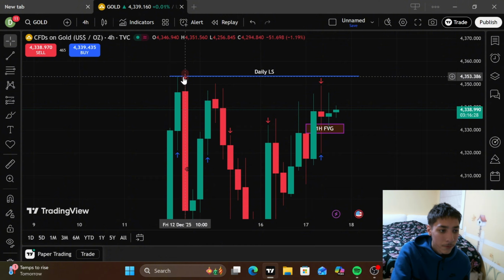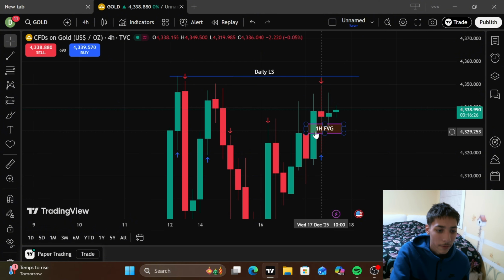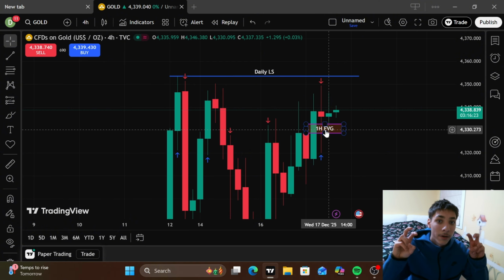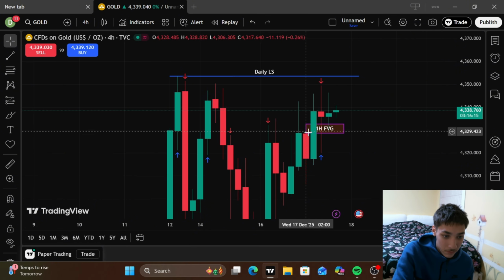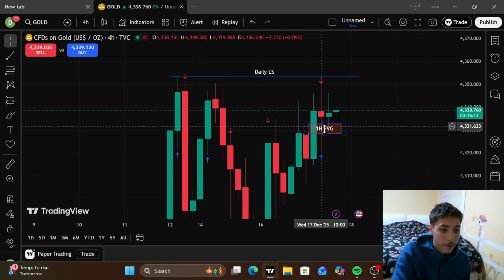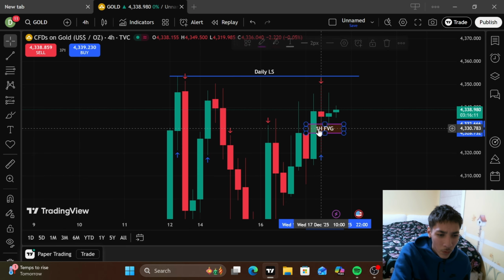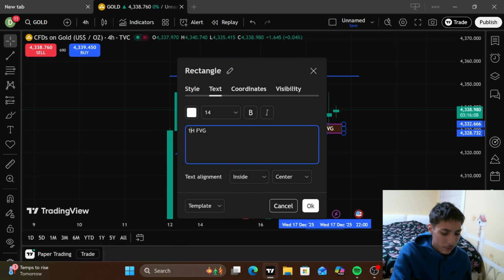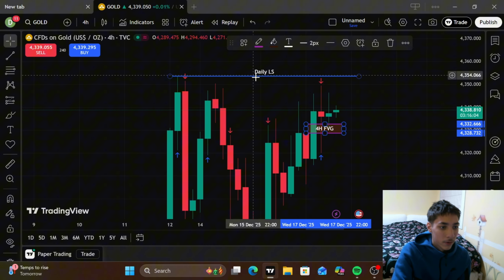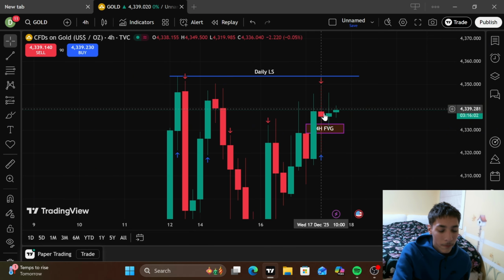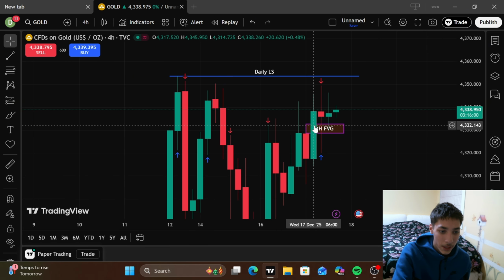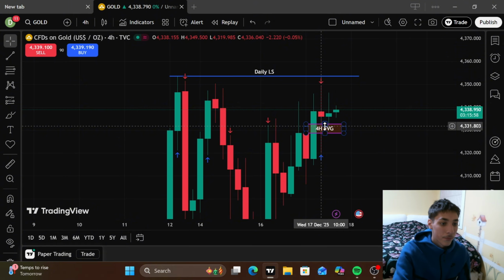And the confluence I used was only a fair value gap, and you guys will know why I'm using these little finger gestures in a minute. My confluence was this fair value gap right here. I don't know why it says 1 hour fair value gap. It's supposed to say 4 hour fair value gap. My bad. So my only confluence for this trade was this fair value gap.